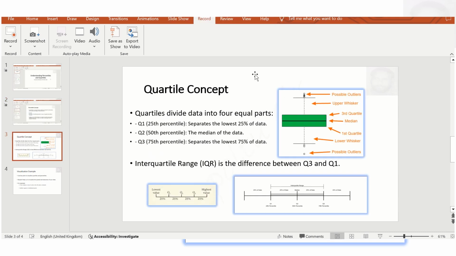Related to percentile, there is another concept called quartile. What is a quartile? It's also a statistical concept. A quartile divides data into four equal parts. Let me bring the pointer.